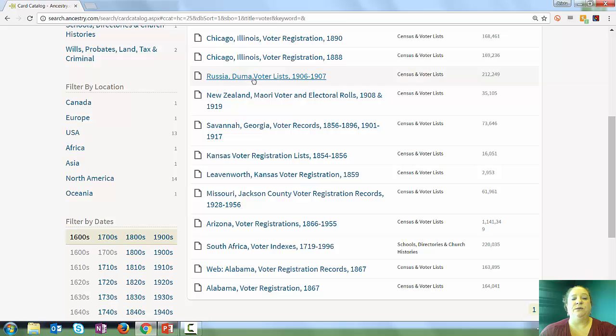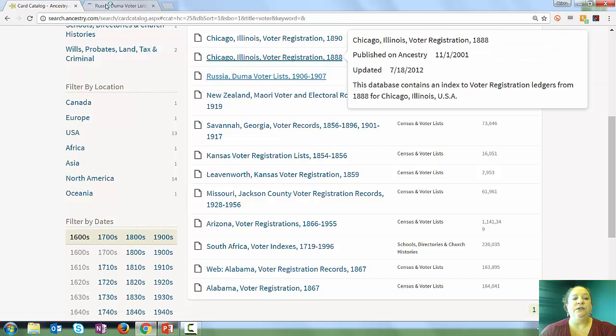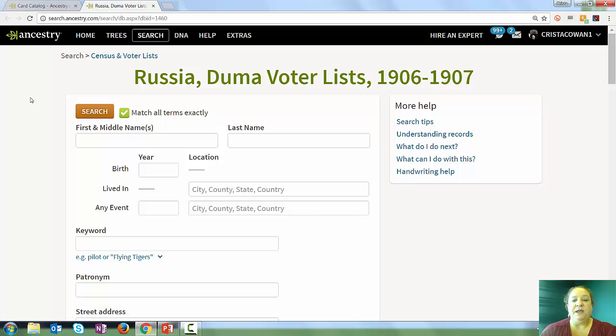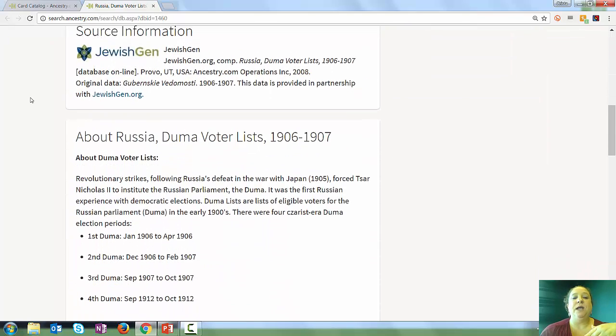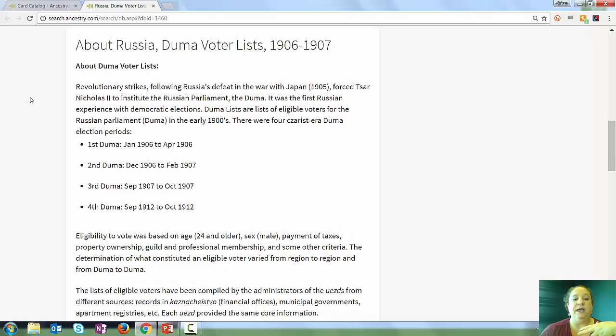The next thing I want to look at is what we call these Russia Duma voter lists. These are for just a specific period of time, but I wanted to point these ones out for a couple of reasons. One is, anytime you get on a database on Ancestry, always, always, always scroll down past that search box and you will see a database description. That database description very often has really rich history and context that helps you understand the records that you're looking at.